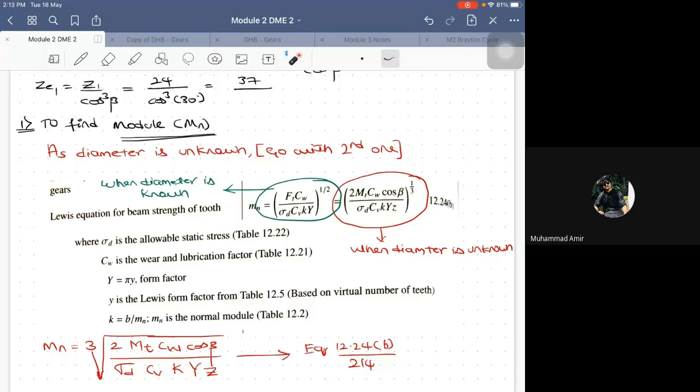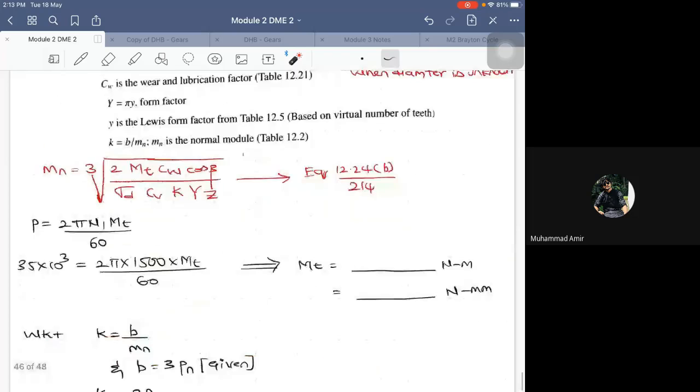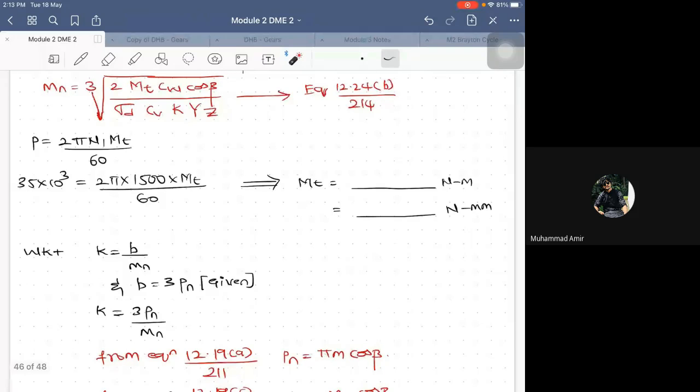This has to be used when the diameter is known, and the second one has to be used when the diameter is unknown. Now, since in this particular problem the diameter is unknown, you have to take the second one: Mn is equal to cube root of 2 times MT CW cos beta divided by sigma d CV k y z. So many parameters are there. We will calculate one by one. If it is not available, we will assume a suitable value. That is all we have done till now.